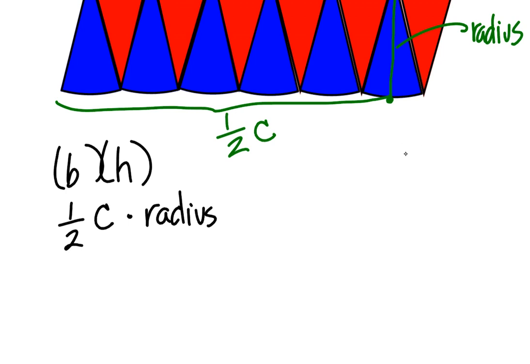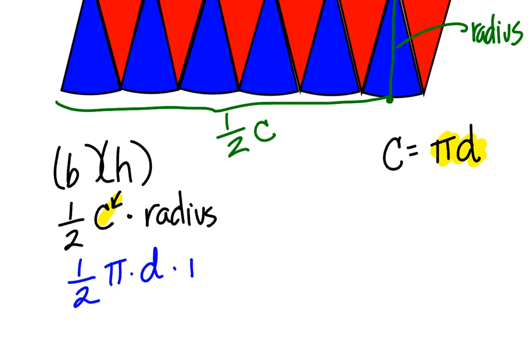We know that the circumference is pi times diameter. So let's replace this letter C here, and let's put in pi times diameter in that spot. So I'm going to write 1/2. We're keeping that. Instead of C, I'm going to write pi times diameter, and this radius is still coming with us, so I'm going to put an R. Now, still too many letters.